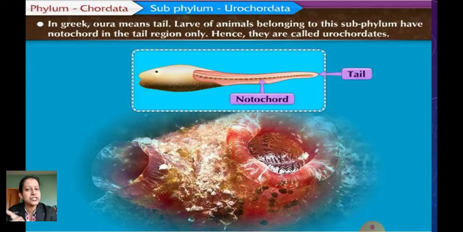It is mentioned that the notochord will be present at least in any one of the developmental stages. So here it is present in the larval stage, and that too in the tail part. Therefore it is called Urochordata. Aura means tail. Remember this, dear students.